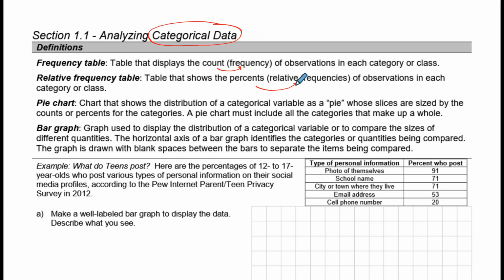A pie chart is a chart that shows the distribution of a categorical variable. Again, that's because we're talking about categorical data in this section. And an important thing to note about pie charts is that a pie chart must include all the categories that make up the whole. So we'll see examples where people try to make pie charts where it's impossible because they're looking at categories that aren't part of the same whole. Last but not least, we have our friend the bar graph, also known as a bar chart. It's a graph used to display the distribution, again, of a categorical variable.